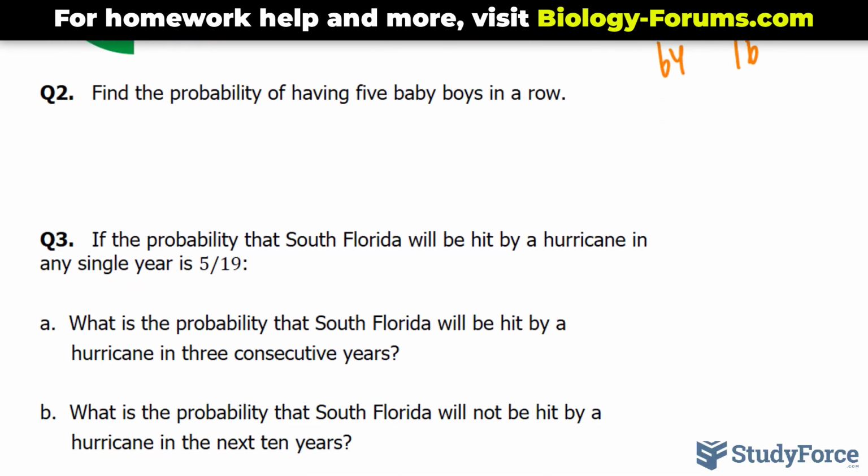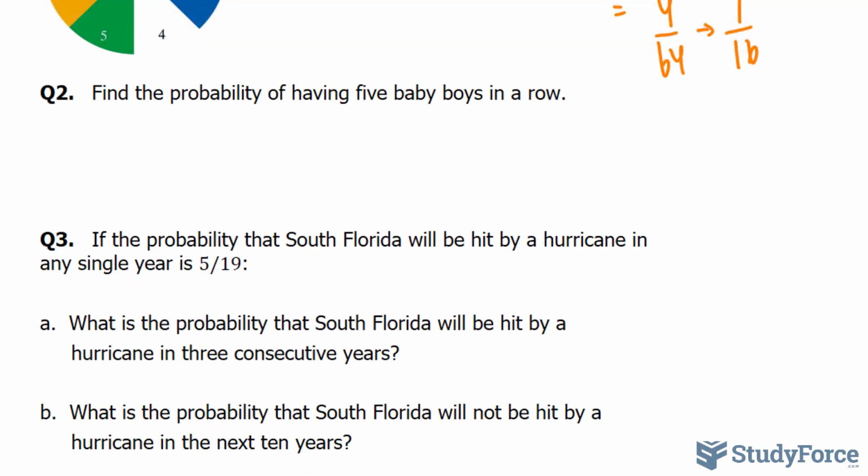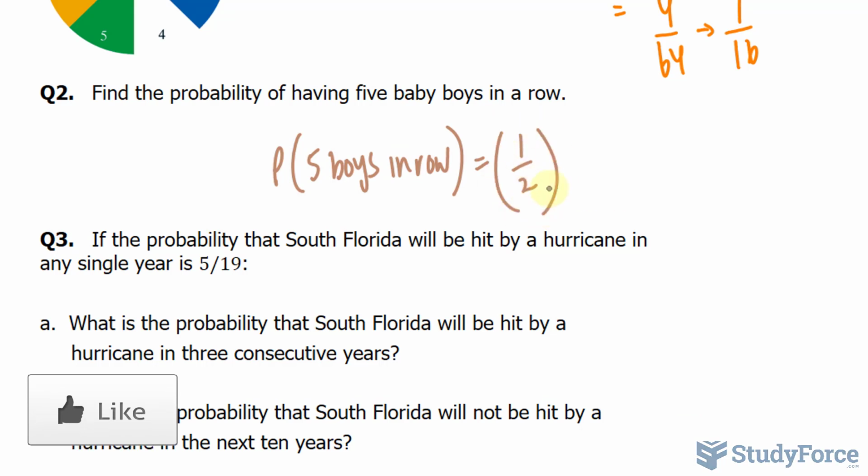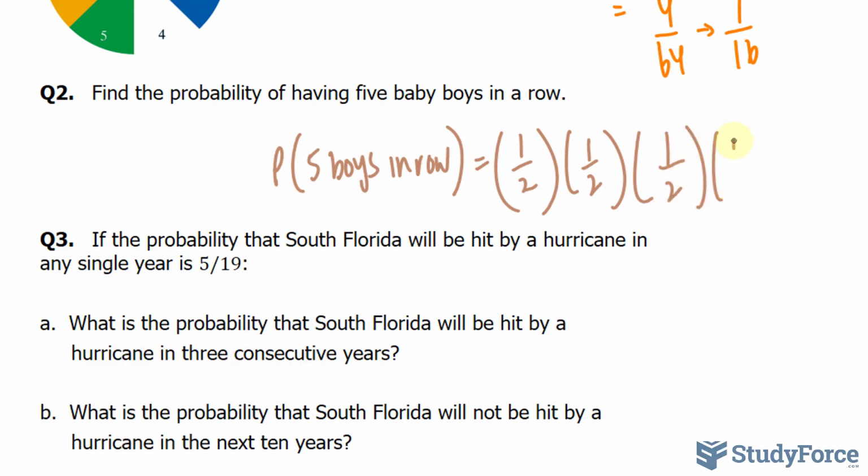Find the probability of having 5 baby boys in a row. The probability of having any gender is always half. So the probability of 5 consecutive boys is equal to, in the first child, there's a 1 in 2 chance. In the second child, also 1 in 2. 1 over 2 times 1 over 2 times 1 over 2. This is the same thing as saying 1 over 2 raised to the power of 5, and that's equal to 1 over 32. So if you have 5 boys in a row, there's a 1 in 32 chance that could ever occur. And of course, the same math applies if you're asked for girls.